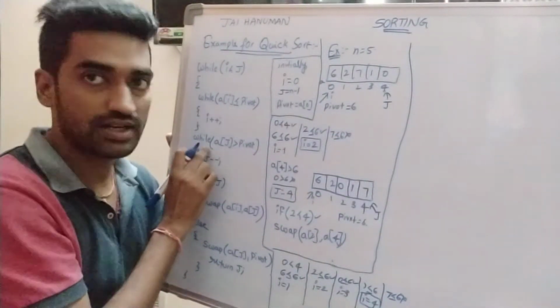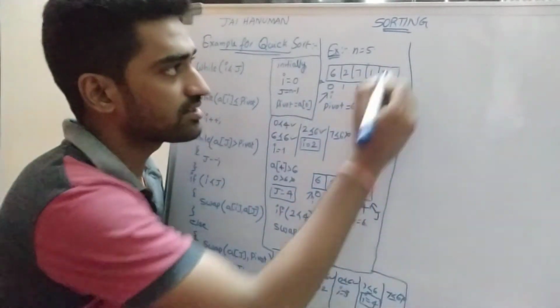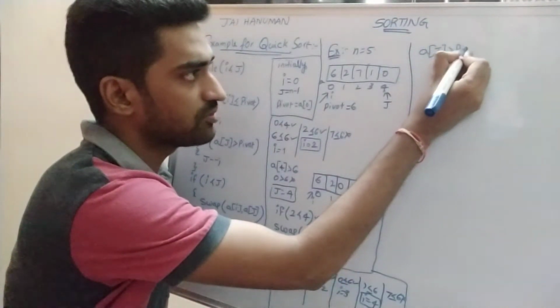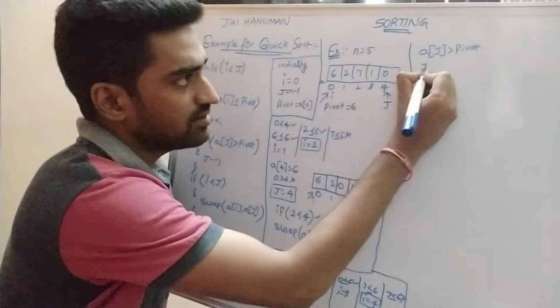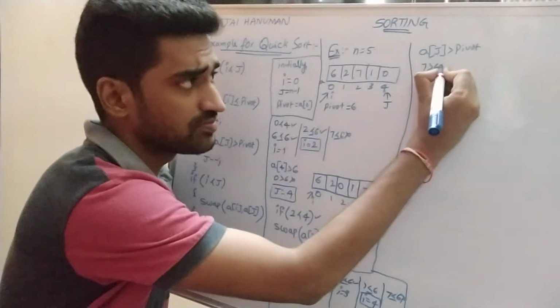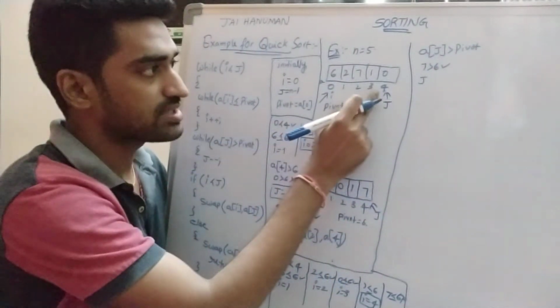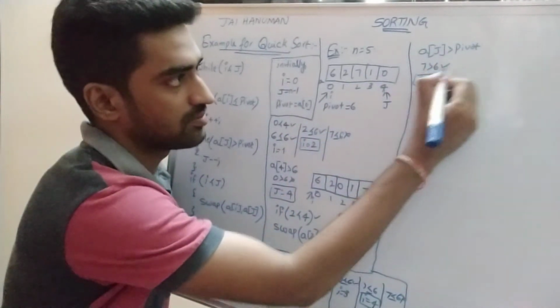Then we are checking one more condition, a of j greater than pivot. So here I am checking a of j greater than pivot. What is a of j? A of 4 is 7, and 7 is greater than pivot 6. The condition is true, so that's why j is decremented by 1. The j value is 4, decremented by 1, that is j is equal to 3.